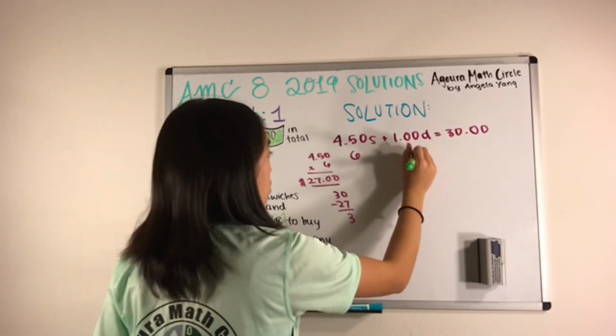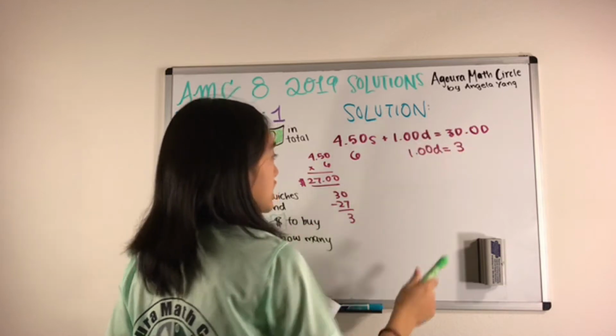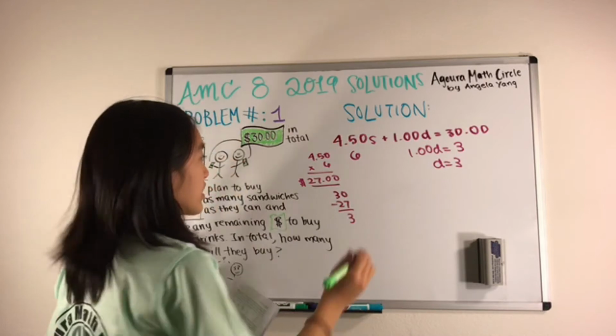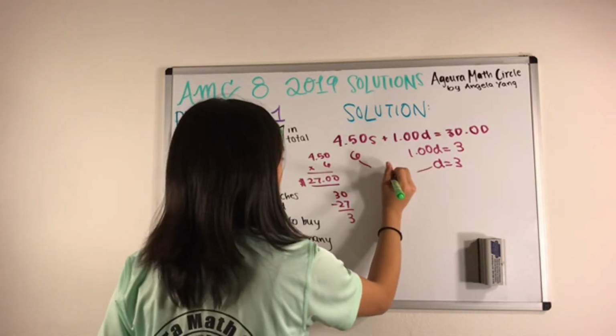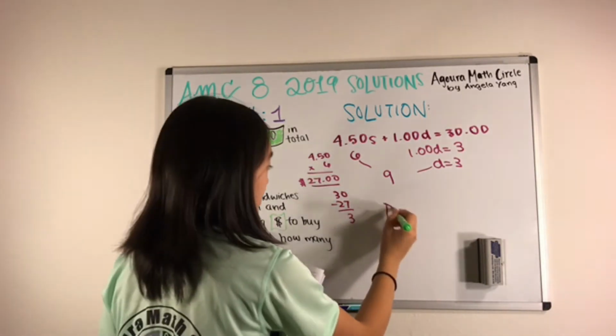Now, $1 times D equals 3. So by calculating this, D equals 3. So you get 3 soft drinks. So adding 6 and 3, you get a total of 9 items, which gives you the answer of letter D.